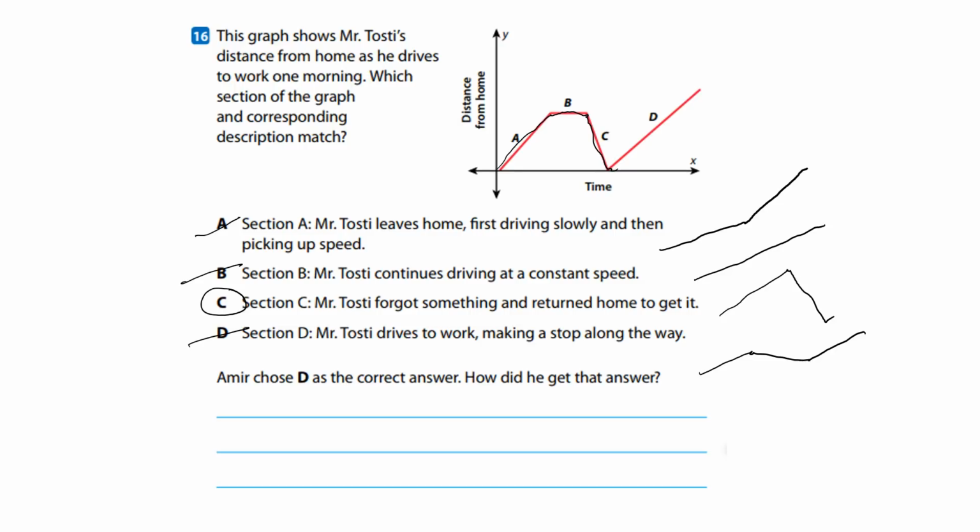At the bottom, it says Amir chose D as the correct answer. How did he get that answer? Amir chose D because he did not realize that a stop means no change in distance.